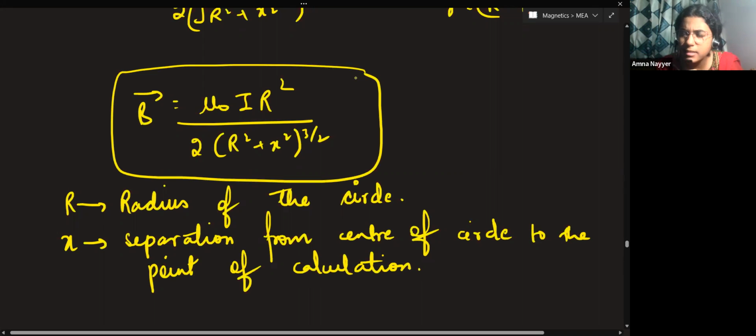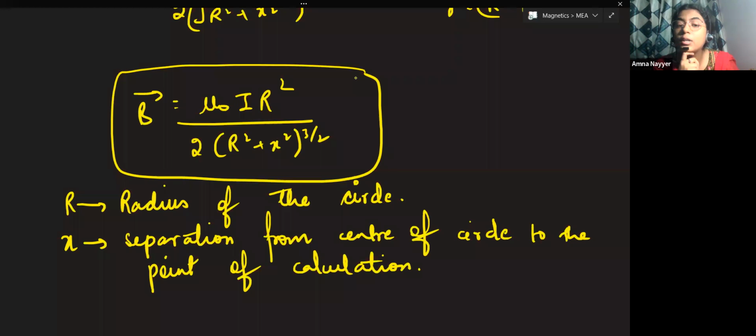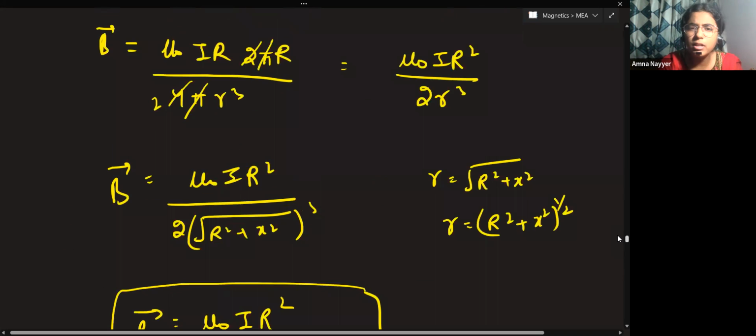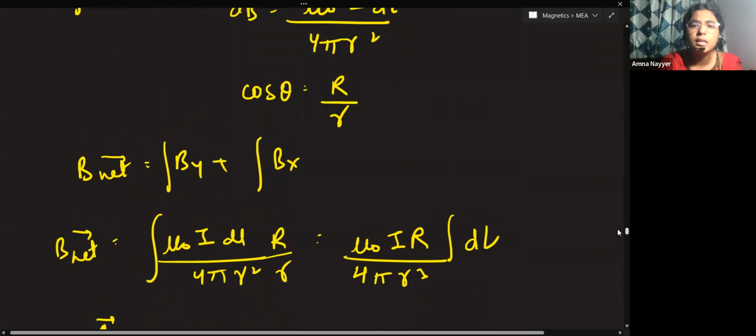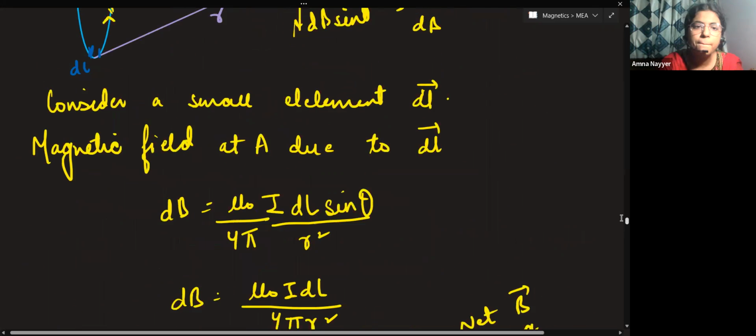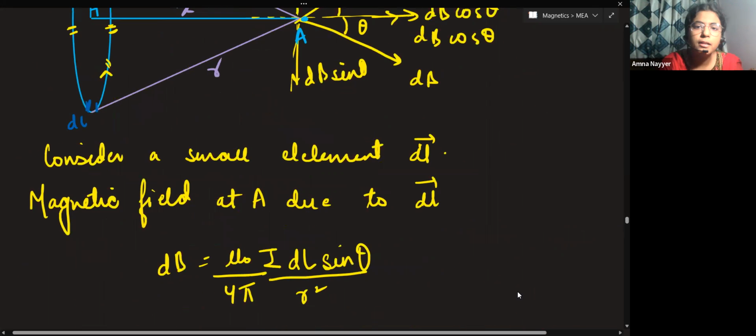Even if you put x equals 0, you will get mu naught I divided by 2R. So x equals 0 means at the center, so that also you can cross-check. So note down this derivation first. It's a lengthy derivation, but it's not tough. Just ask me wherever you get stuck.